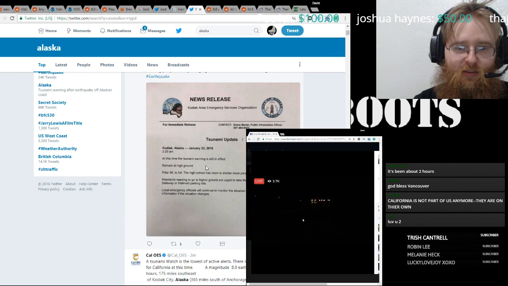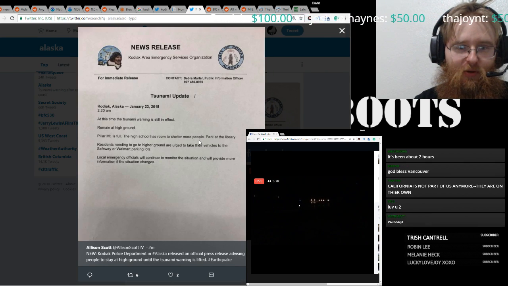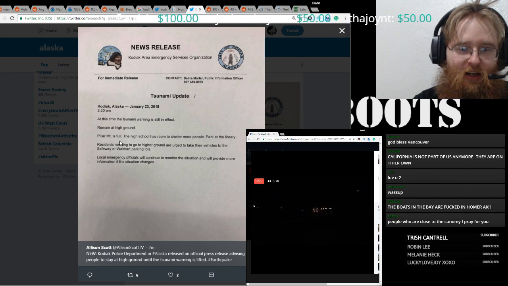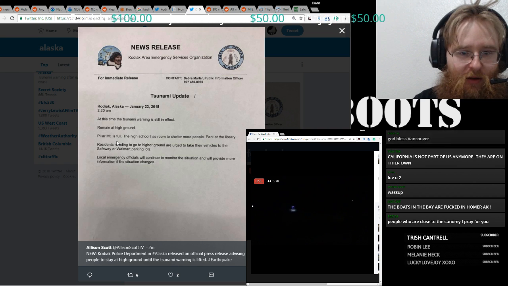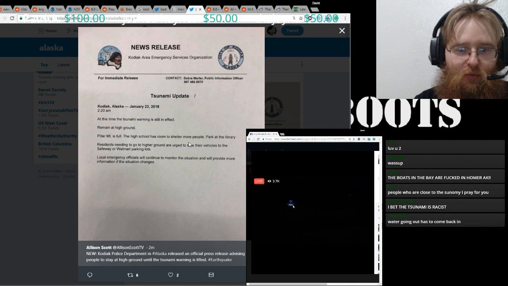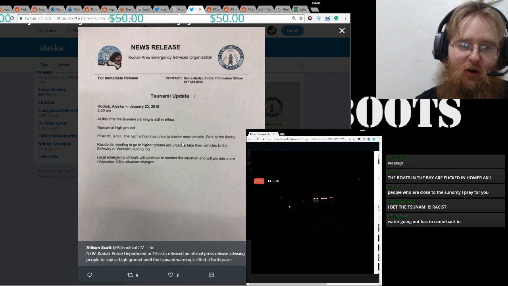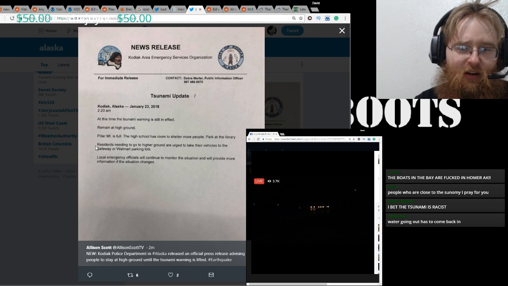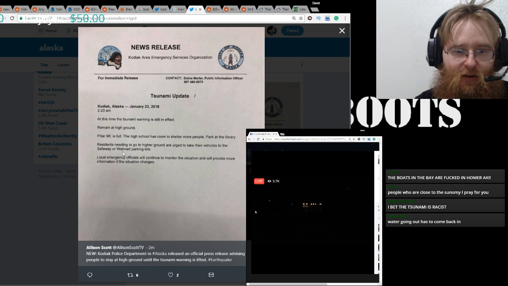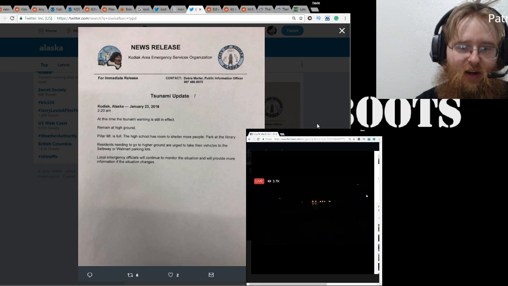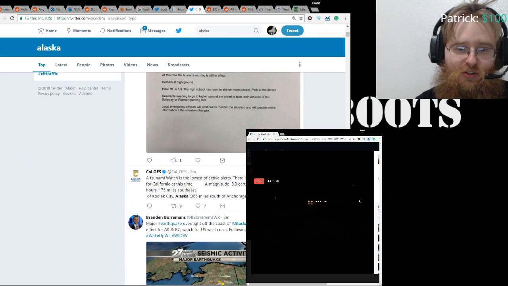Kodiak, the police department, they issued this paper statement, it looks like, probably from their website. Still in effect, remain on high ground. Pillar Mountain is full. High school has room to shelter more people. So if you guys are tuning in on this, the high school is where you want to go in Kodiak. Residents who need to go to higher ground are urged to take their vehicles to Safeway or Walmart parking lots. Local emergency officials will continue to monitor the situation and provide more information if the situation changes.